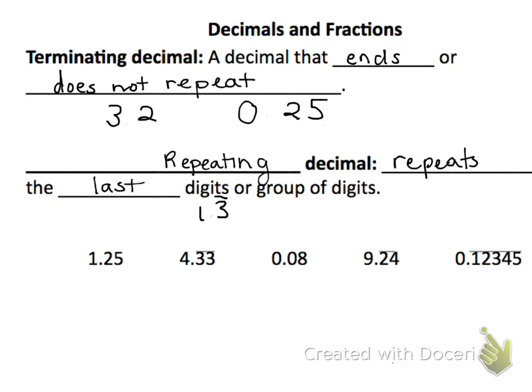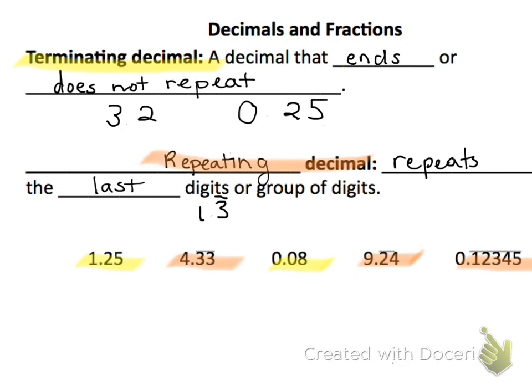Okay, so I'm going to use yellow for the terminating decimals. So first I'm going to start by highlighting those. I know that 1.25 and 0.08 are terminating decimals, which means they don't repeat. And I will use orange for the repeating decimals. So I know that 4.3333 and 9.24, I know that these are all repeating decimals.